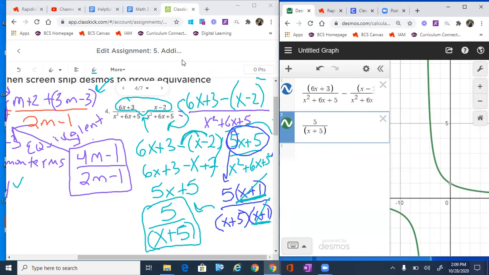So 5 over x plus 5 is going to be the answer in simplified form.